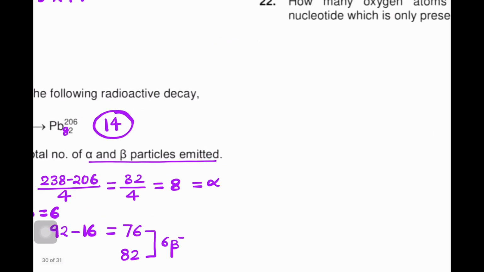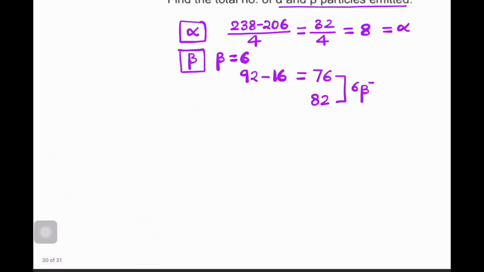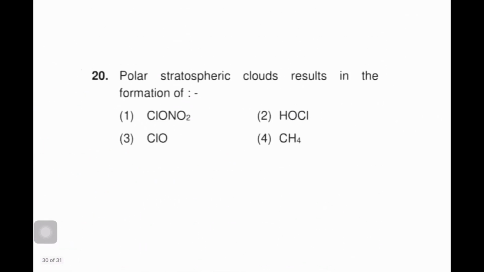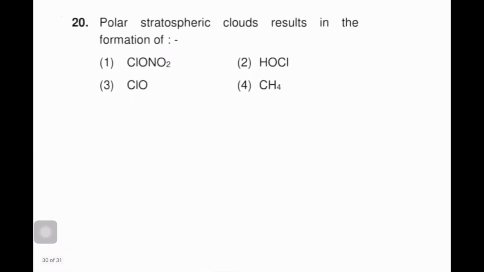Let's see the next one. Now, polar stratospheric clouds result in the formation of. So the polar stratospheric clouds basically provide the surface on which the chlorine nitrate formed gets hydrolyzed.